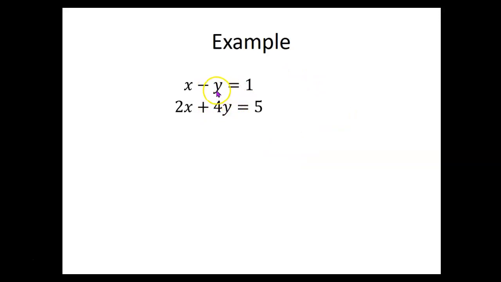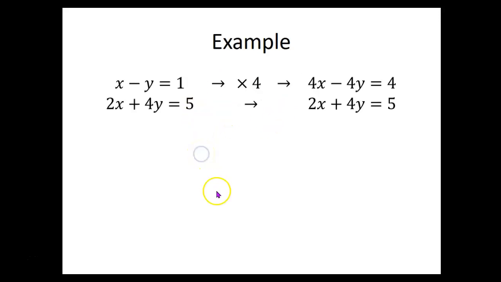So if I wanted the substitution method, I could take the top equation, add y to both sides, get x equals 1 plus y, substitute it into the other equation. But instead, I think I'm going to use the elimination method, and there's more than one way I could do that. If I want to eliminate the x's, I could multiply the top equation by negative 2. Or if I want to eliminate the y's, I could multiply the top equation by positive 4. And I think that's what I'm going to do.